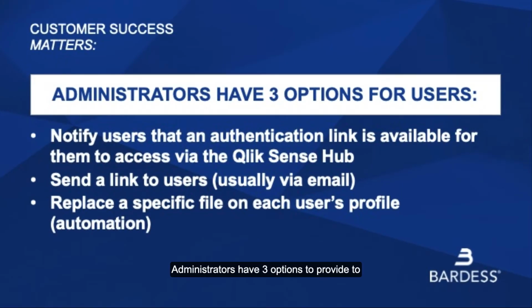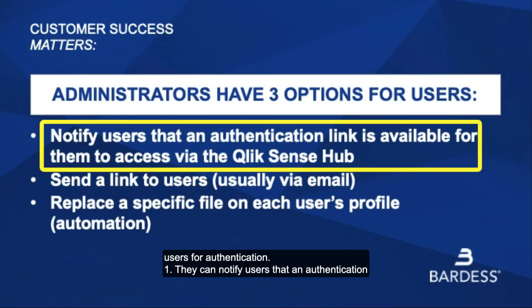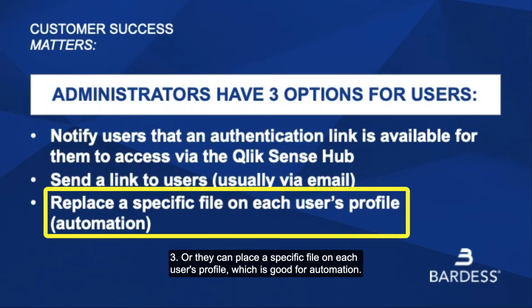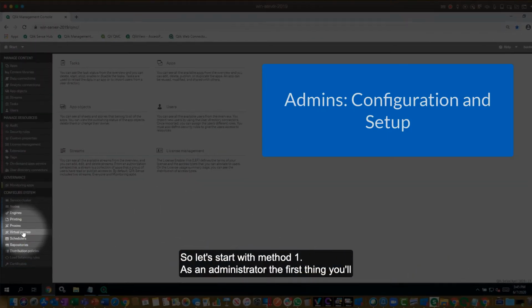Administrators have three options to provide to users for authentication. One, they can notify users that an authentication link is available for them to access via the ClickSense Hub. Two, they can send the link to users either by email or communication software. Or three, they can replace a specific file in each user's profile, which is good for automation. So let's start with method one.